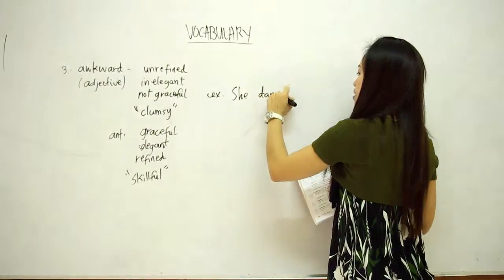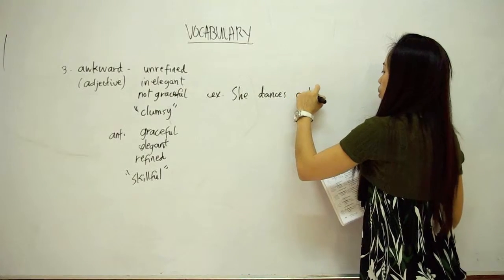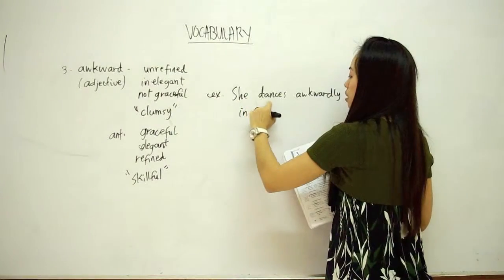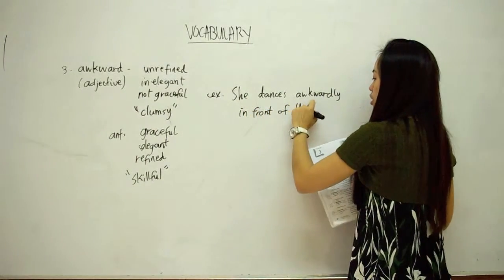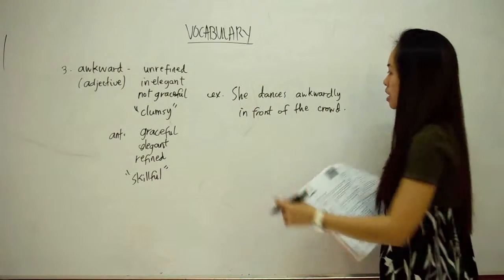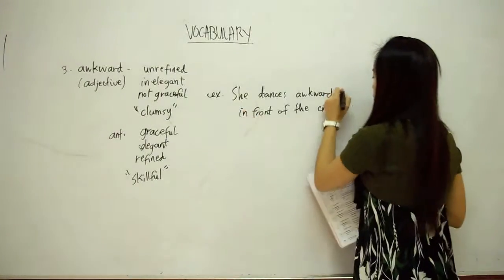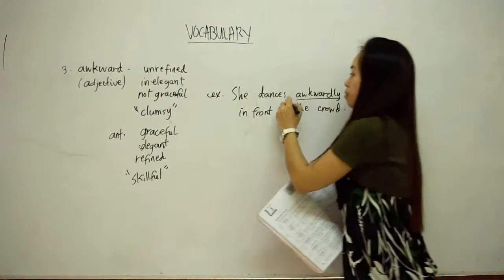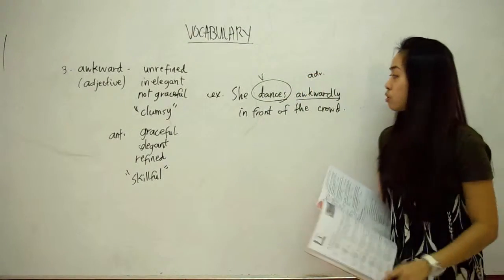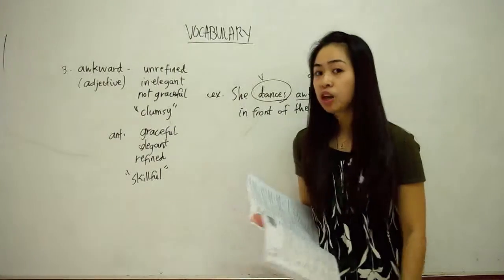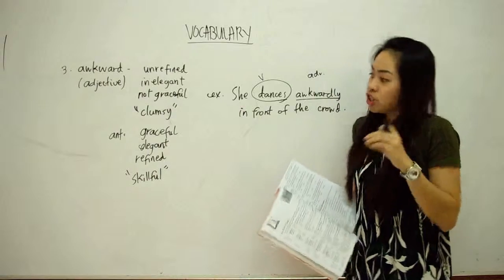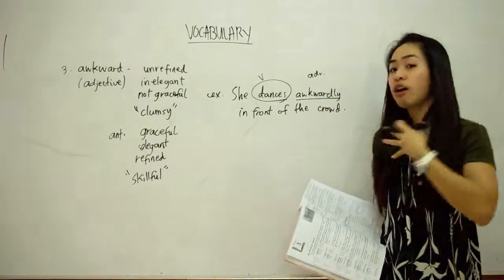She dances awkwardly in front of the crowd. Okay, so in this sentence, if you notice, it's not an adjective anymore. Here it's a verb, so it means this word now acts as an adverb. So she dances awkwardly in front of the crowd, meaning that she, or the subject, feels nervous or shy of dancing in front of the crowd.